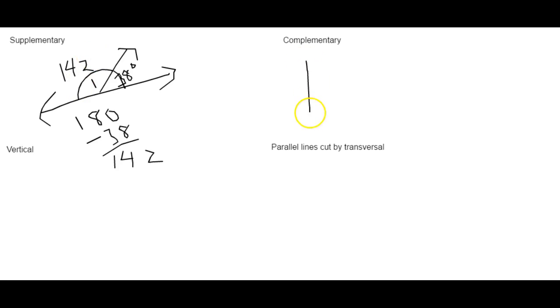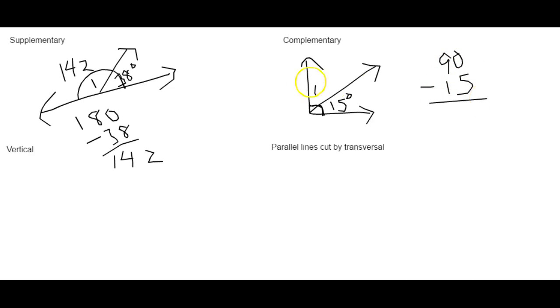Two angles are complementary if they are on a right angle. So this symbol here means it's a right angle, and a right angle is always 90 degrees exactly. So if we wanted to find the measure of angle 1, this time we would do 90 minus the second angle in order to find the measure of angle 1. So 90 minus 15 is 75. So angle 1 equals 75 degrees.